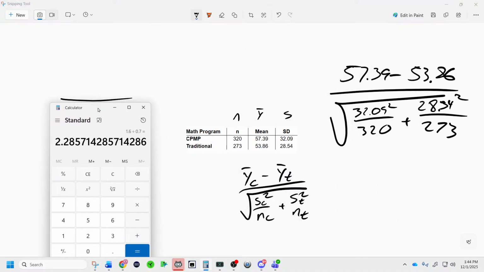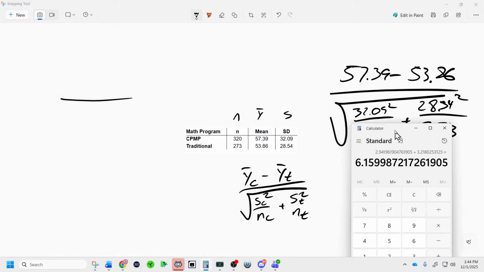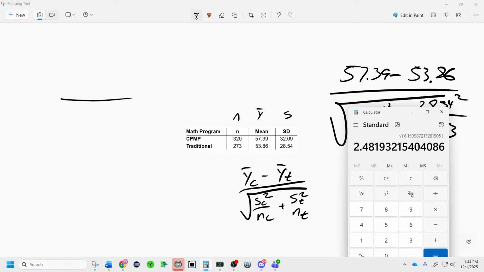And so 32.09 squared divided by 320. Oh, wait, what am I doing? 32.09 squared divided by 320. Good. And then 28.34 squared divided by 273 plus the other one. And then we just added them. We literally have the quantity right there. And now we need to square root it. And the answer is 2.4819.